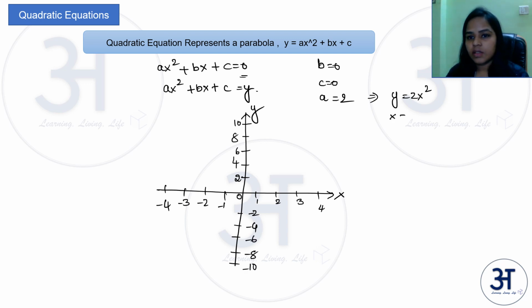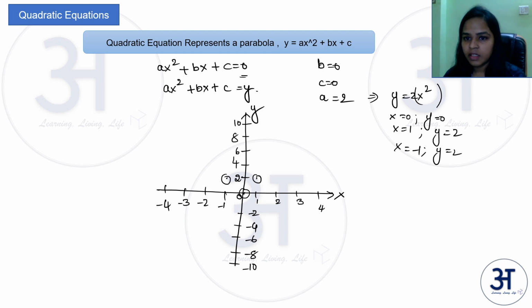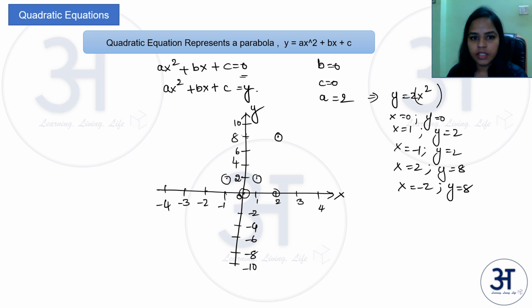For x equal to 0, we get y equal to 0. So this is one of the points. For x equal to 1, we get y equal to 2. For x equal to minus 1 also, if you observe, you get y equal to 2. Why? Because there's a square, even if it's a plus or minus, you're getting the same value. Now let's take x equal to 2, you get y equal to 8. X equal to minus 2 also gives y equal to 8. So for 2 and 8 we get this point somewhere over here, and similarly for minus 2 and 8 we get a point somewhere over here.